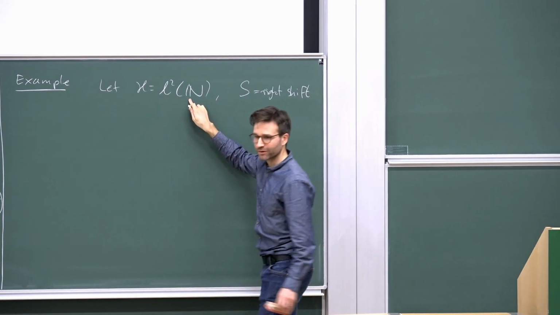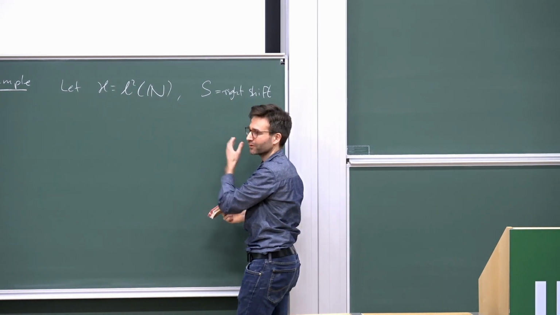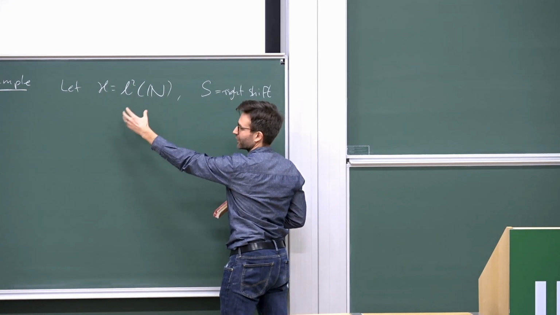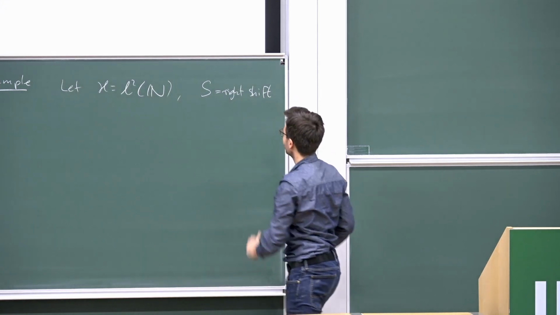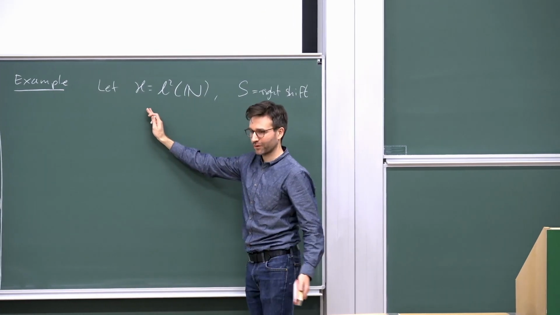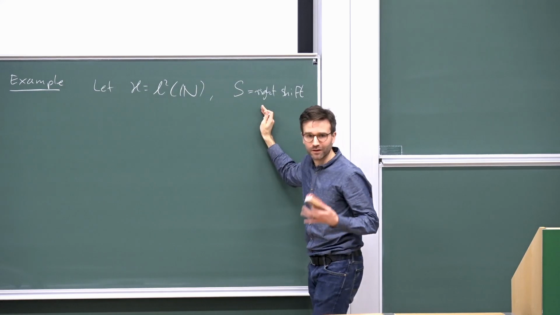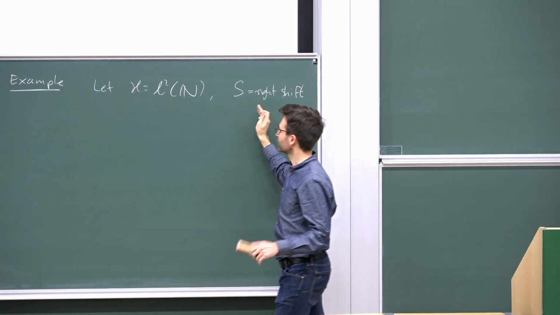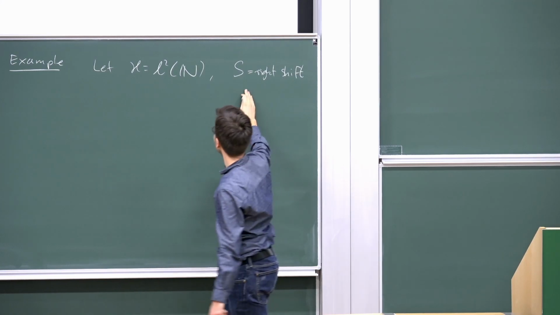The right shift operator on L2 of N. If we have an orthonormal basis, say E1, E2, E3, then that shifts E1 to E2, so EJ to EJ plus 1. Okay, that's the right shift. It turns out that this is an isometry. The kernel is 0. It's an isometry.